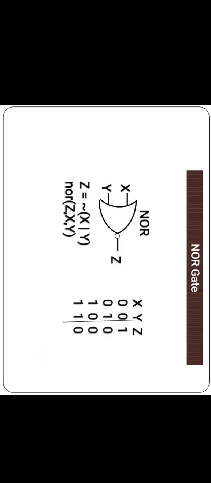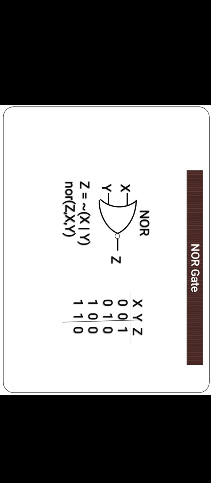The output is high when all the inputs are low. Figure shows the logic symbol of NOR gate. The inversion of OR gate is the NOR gate. Here the inputs are X and Y. The output is Z. For two inputs, for the input value 0, 0, the output is 1.